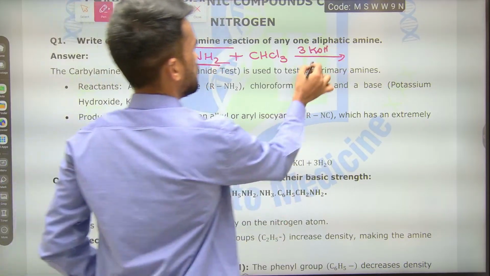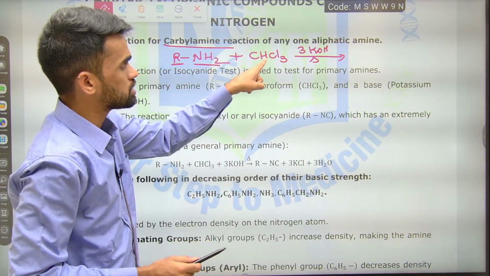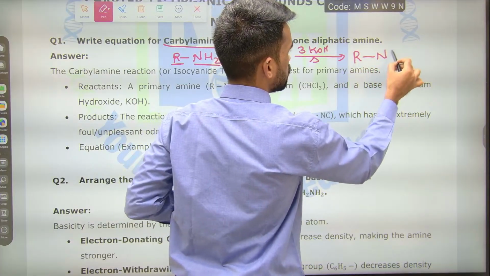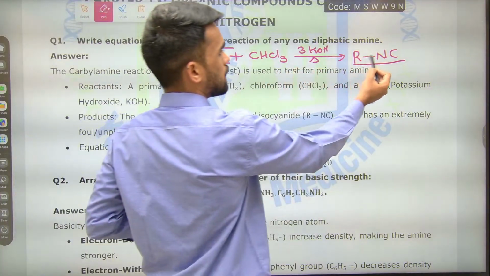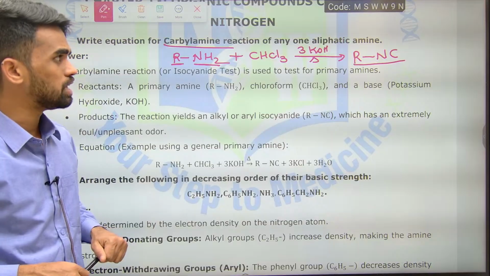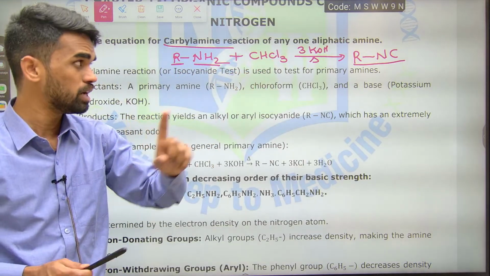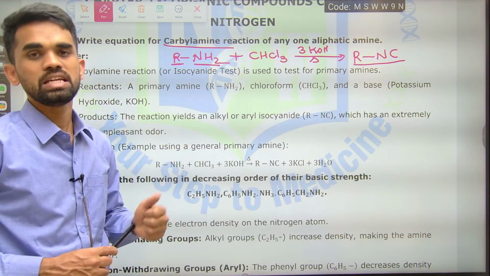Under heating conditions, the hydrogens on nitrogen and these chlorines are removed. You are going to get RNC. This is the carbylamine product formed. This is called alkyl isocyanide. What is the product called? Alkyl isocyanide. Since it's a primary amine, we are getting that kind of product. It is given only by primary amines. Remember this, it will be useful for your JEE, NEET and EAPCET exams.